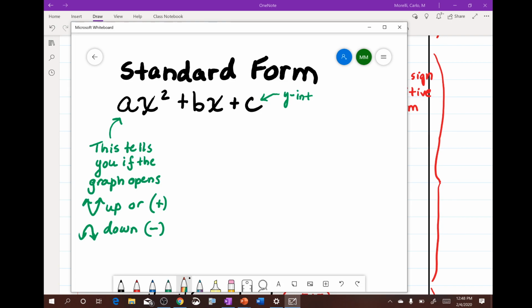If this number C is positive, that means your factors have the same sign. Okay, I'm not going to write all that. That means your factors have the same sign. We'll just write factor same. If it's negative, that means your factors have different signs.